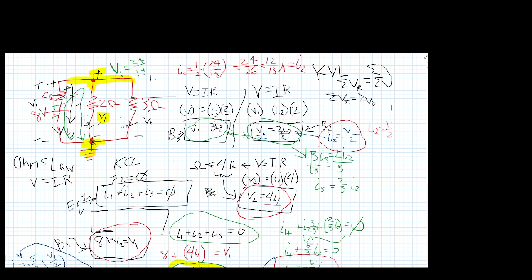And the same goes for this guy here. Divide by 3, and we get I3 equals 1/3 V1, which is equal to 1/3 times 24/13, which is equal to 8/13 amps. So we got the third one. We got an I3 and an I2.